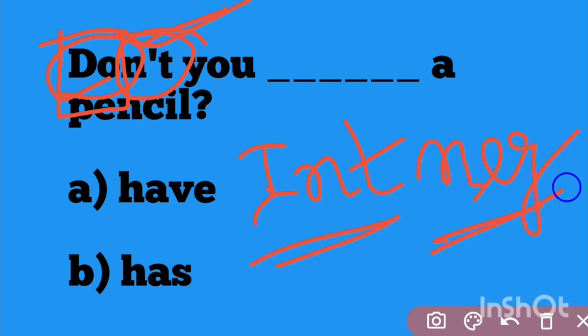It is a negative interrogative sentence. Friends, as we can understand from this part, it is present tense. That means it is present indefinite tense and an interrogative negative sentence. So from this structure it is clear.